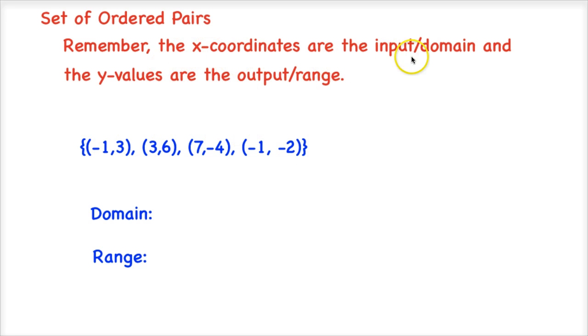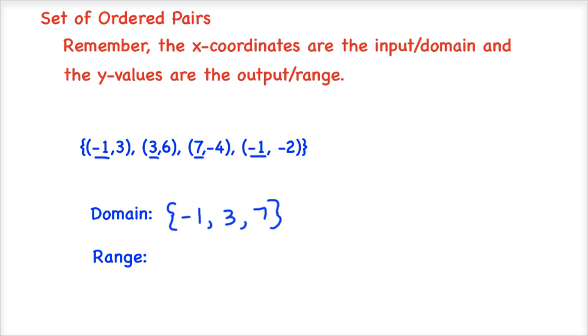Now remember, the x coordinates are always associated with the domain, and the y values or y coordinates are always the output in the range. So if I wanted to identify what the domain is here, I would look at all of my x coordinates, right? So in this case, it's going to be -1, 3, 7, and -1. You don't have to list the -1 twice, so I can write this as a set. I'll use my bracket. I'll say -1, I don't need to list it twice, 3 and 7. And we usually go in order from least to greatest.